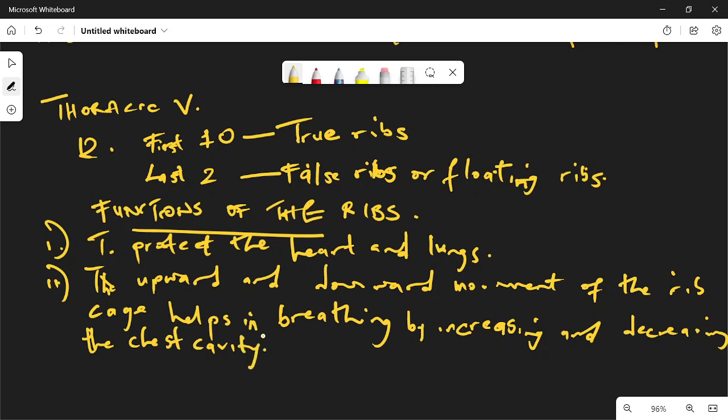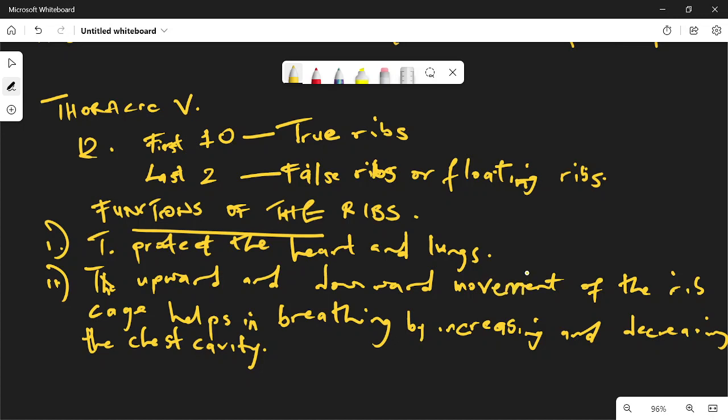So those are the functions of the ribs. One is to protect the heart and the lungs, and two, the upward and the downward movement of the ribs. Their function is to help in the breathing process. They make it possible for our lungs to take in oxygen and breathe out carbon dioxide.